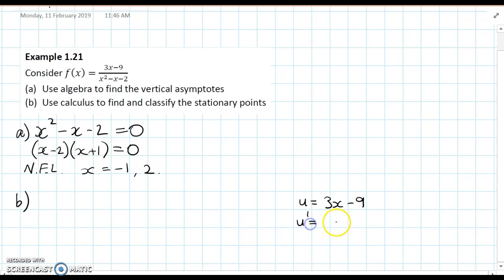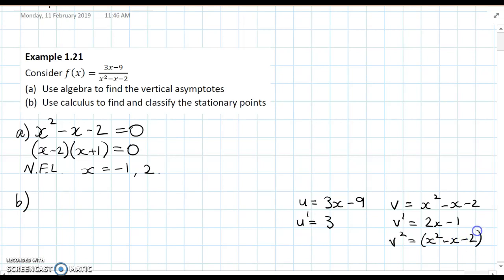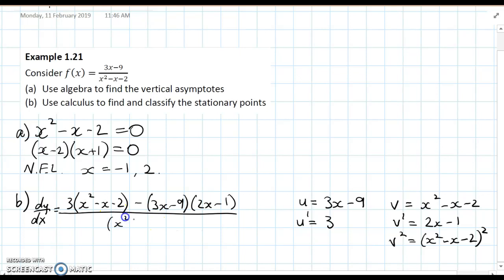U being equal to 3x take 9 gives a derivative of 3. V being equal to x squared take x take 2. V dash being 2x take 1. And we need v squared for this, which is (x squared take x take 2) all squared. So our derivative with respect to x is the derivative of u times by v, take u times by the derivative of v, all divided by v squared.